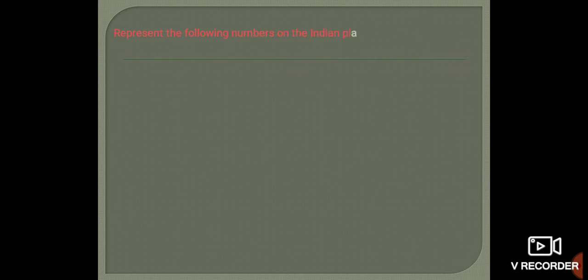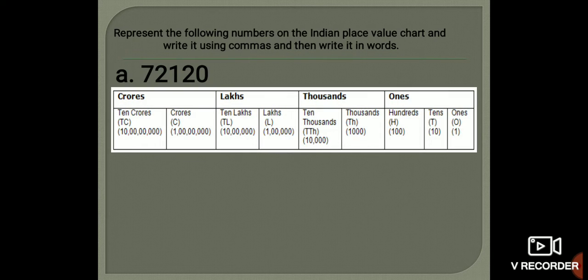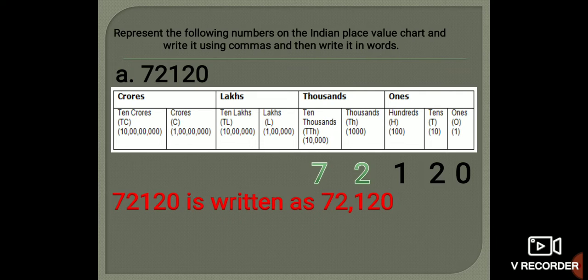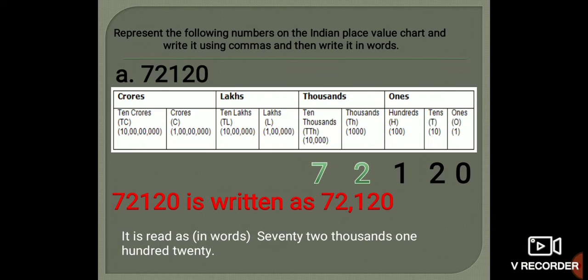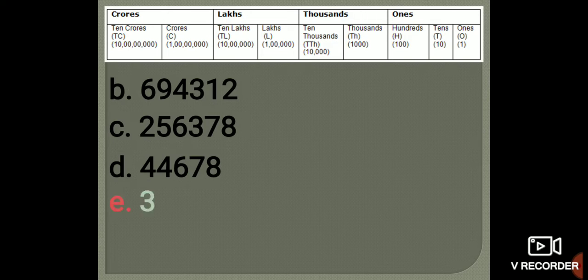Now represent the following number on the Indian place value chart and write it using commas and then write it in words: 72120. I will place this number in the place value chart starting from the ones place value: 0, 2, 1, 2, 7. So I can read it as 72,120. That means I have to place my comma after 72. 72,120 in words. Now this is the place value chart and these are a few questions which you can practice on your own.